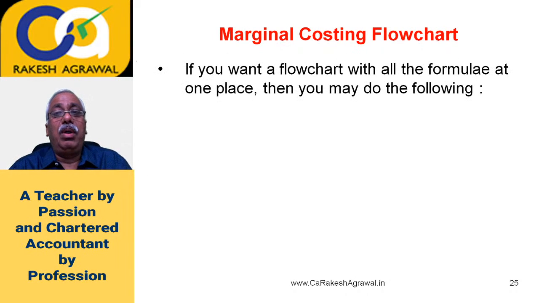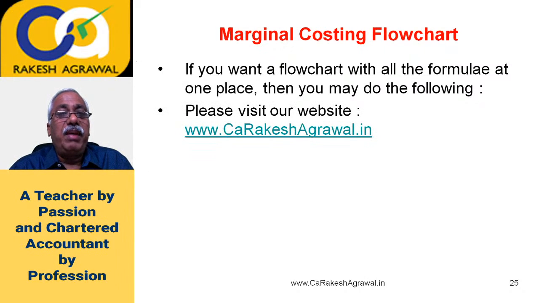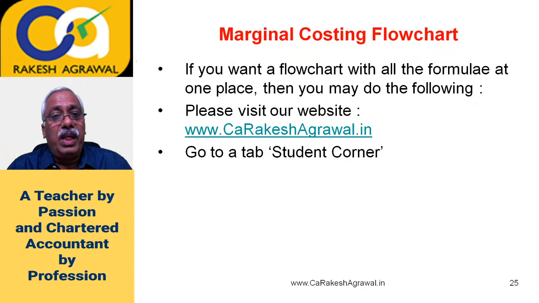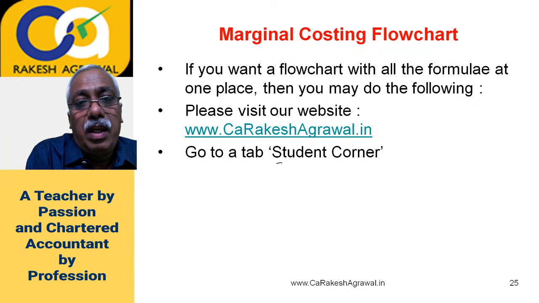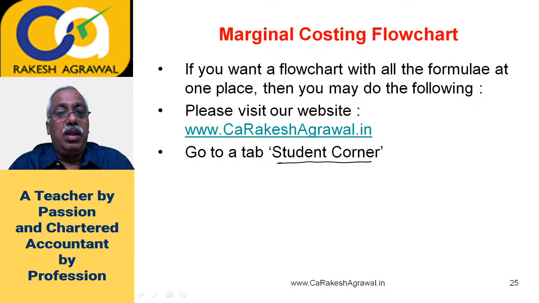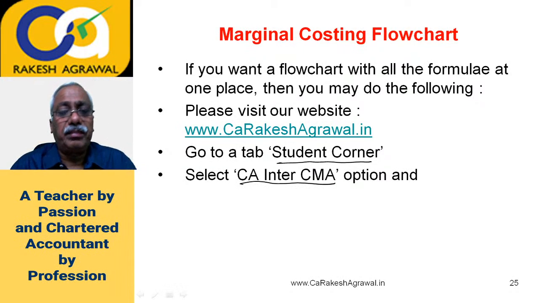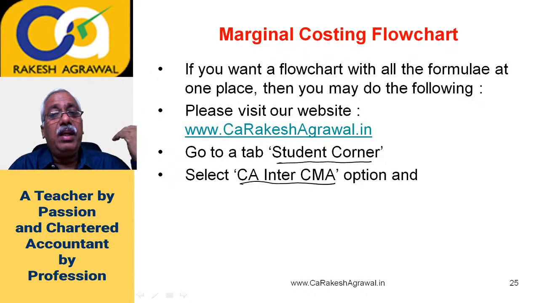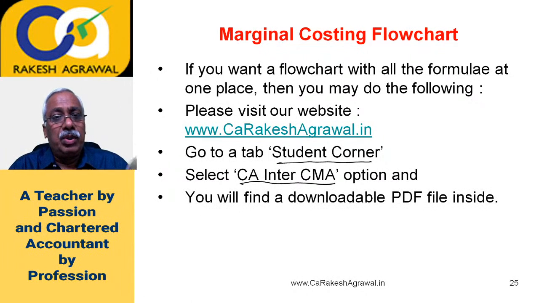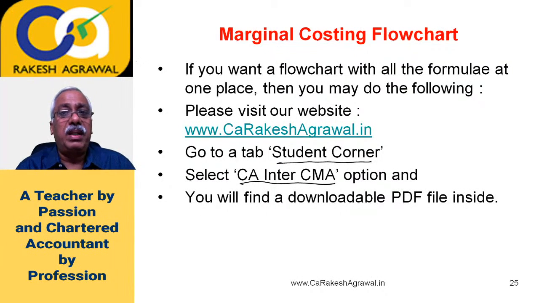So if you want a flow chart with all the formulas in one place, you may do the following. You may visit my website with my name only, the website has the same name, CA-rakeshagrawal.in. Once you visit this website, go to the Student Corner tab in the top row of the home page. The moment you click on Student Corner, you will find drop down options. Select the option CA Inter CMA. There you will find many downloadable PDF files. Download the PDF file named Marginal Costing Flowchart and take the printout.